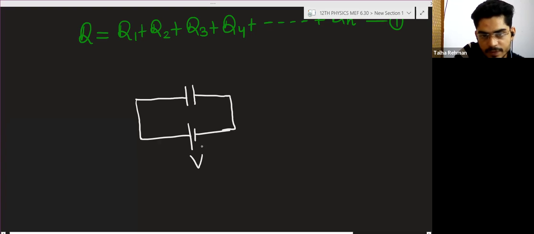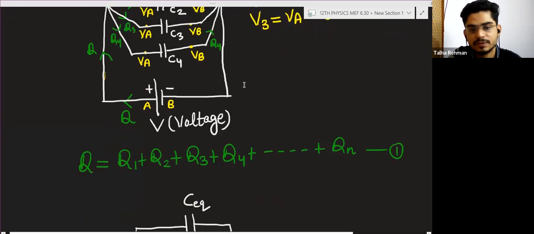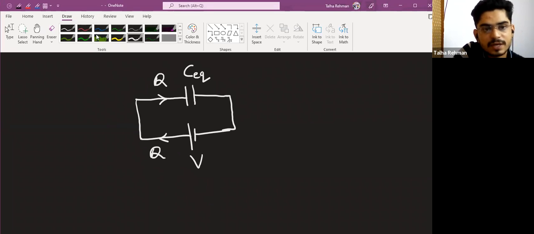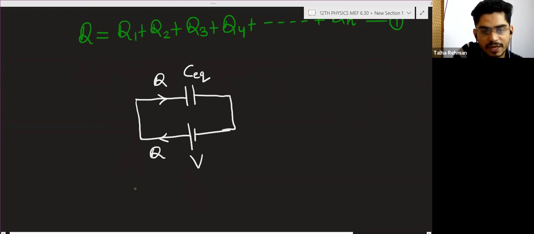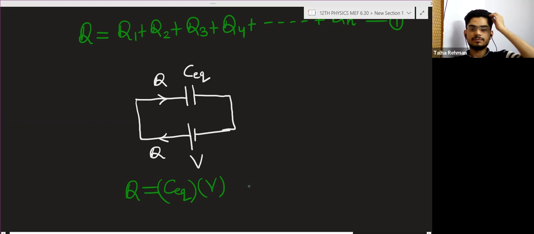The voltage was V, and this is C equivalent. This C equivalent is this whole combination C1, C2, C3. This whole combination I have taken as C equivalent. And here is also charge Q, here is also charge Q. So if I want to calculate Q, I can write Q is equal to CV, means C equivalent into potential difference. Q is equal to CV.